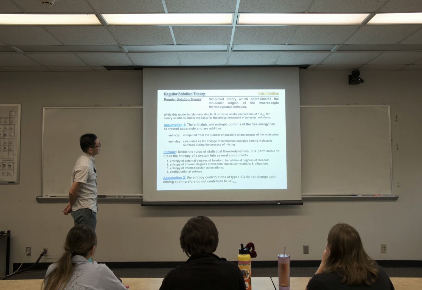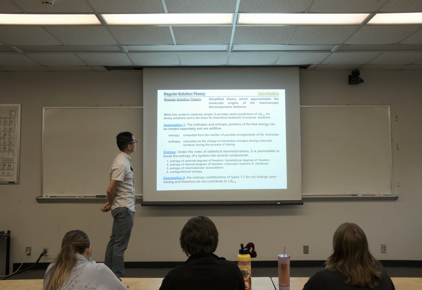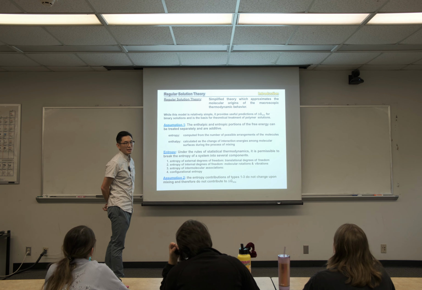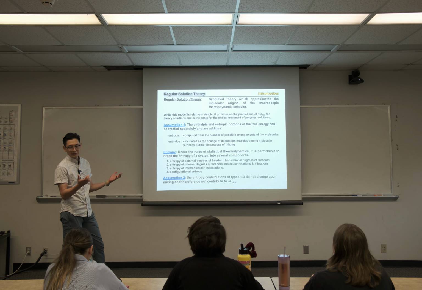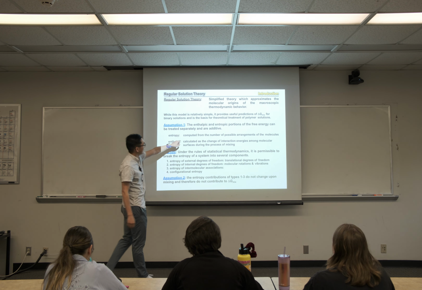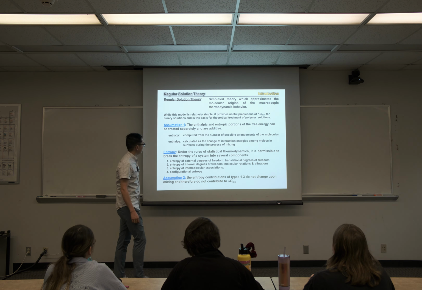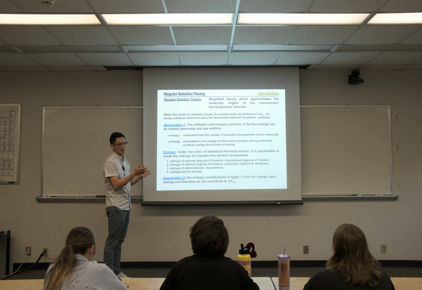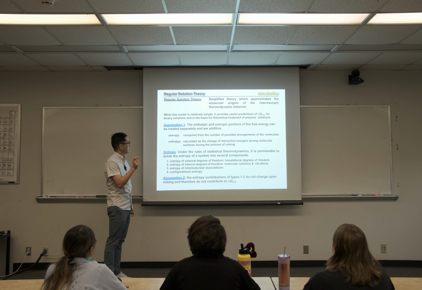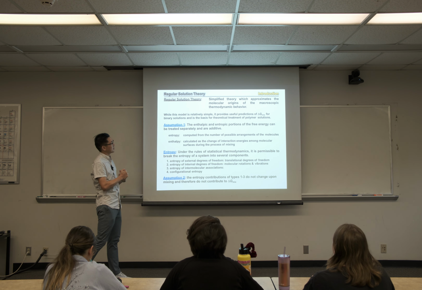Assumption 1, the enthalpic and entropic portions of free energy can be treated separately and are additive. What that means is basically you can compute each possible arrangement of the molecules, then add them together. And we will do that today. We will actually discuss how many possible ways we can arrange the molecules for entropy, and for enthalpy, we can just calculate how much interaction there is between molecules, and we can add them together. Basically, when you think about macroscopic versus microscopic phenomena, we can simply add them together. It's a simple addition.